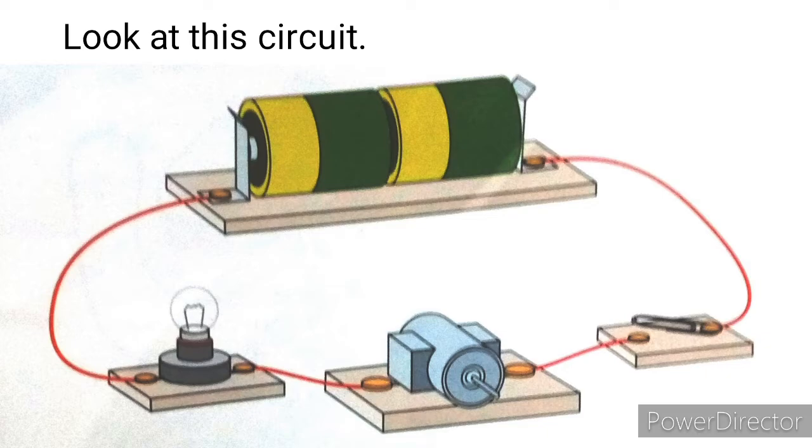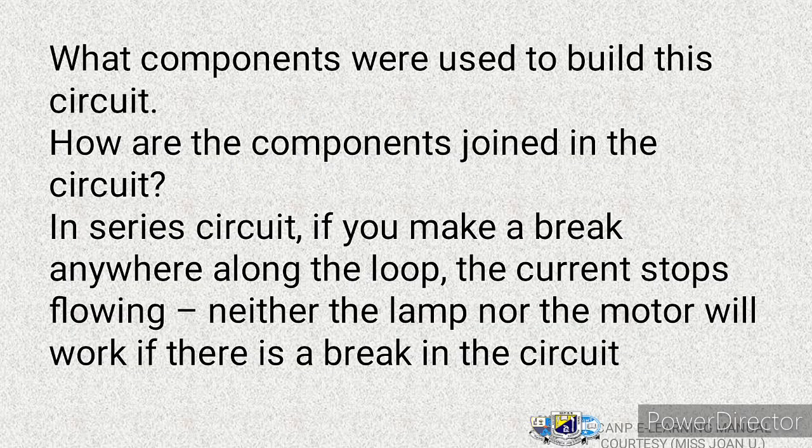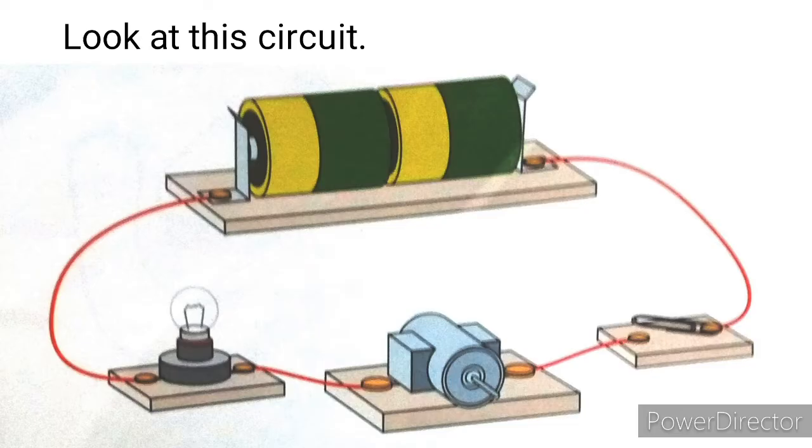All right. Now, in a series circuit, if you make a break anywhere along the loop, the current stops flowing. Neither the lamp nor the motor will work if there is a break in the circuit. Okay, I believe you now understand what this actually means. So this is an example of a connection in series. Okay, we can say the bulb and the motor are in series.